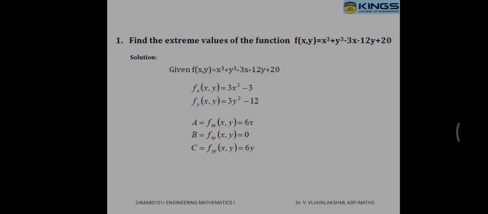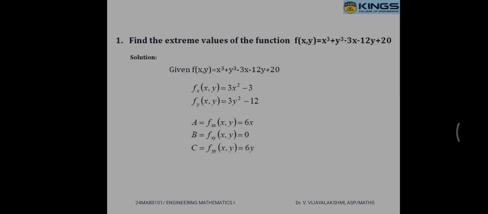Similarly, fy of x comma y, that means partial differentiation of f with respect to y. So differentiate f with respect to y. When you are differentiating partially with respect to y, treat the variable x as a constant term. So first term x cube is a constant, so differential value is equal to 0. The second one is y cube, so differential of y cube is 3y square, and minus 3x is a constant, so its differential value is 0. Minus 12y, and differential of y is 1, so minus 12. Again 20 is a constant term, so differential of constant is 0. So fy is equal to 3y square minus 12.